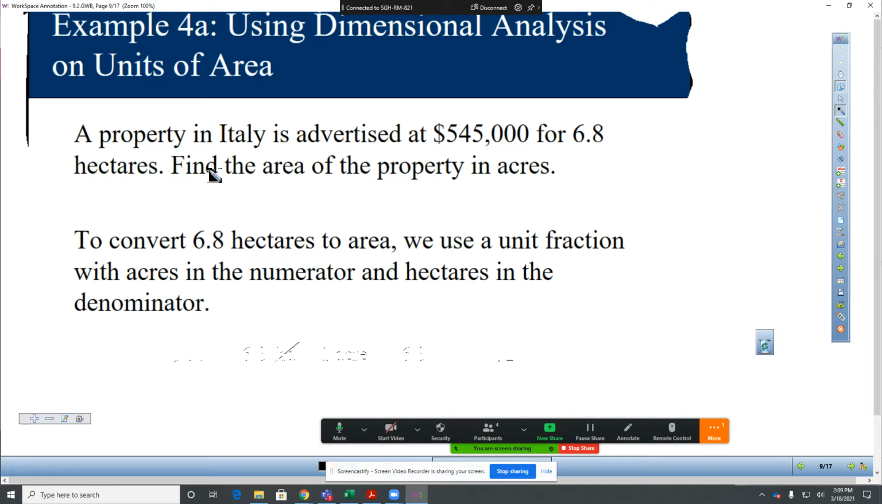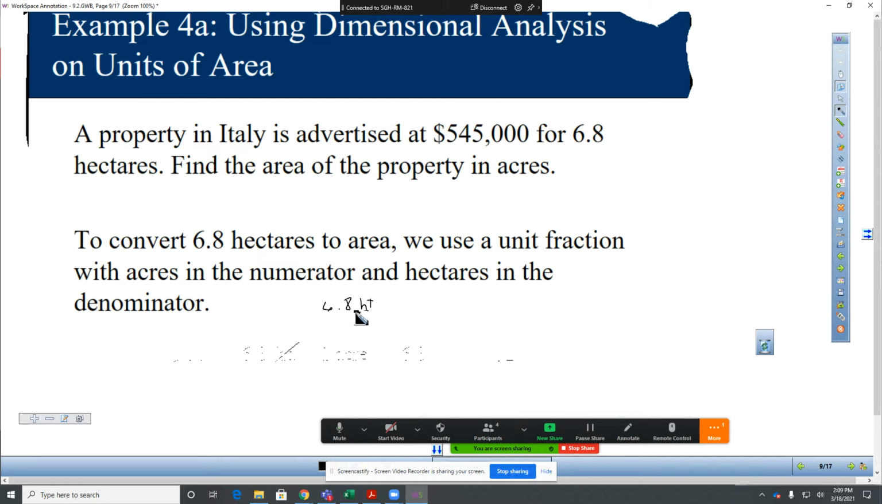So here's what we do. A property in Italy is advertised at $545,000 for 6.8 hectares. So let's say you're going over there to buy that and you want to know how much am I getting? You're used to acres. So what we want to do is convert 6.8 hectares to acres. So we do just like we did before. We start with 6.8 hectares.